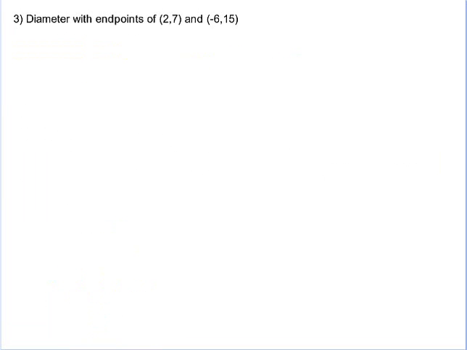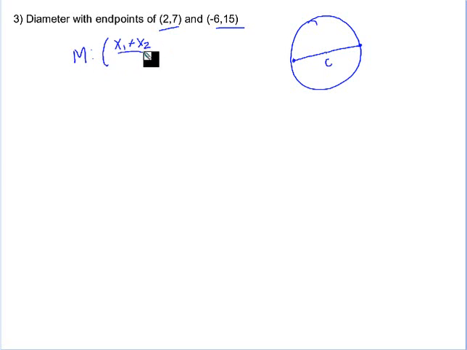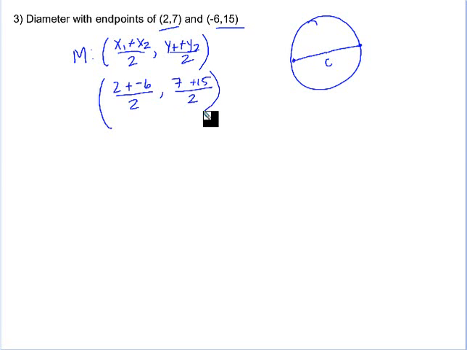Third example, we could have a diameter with endpoints of (2, 7) and (-6, 15). What we need to realize here is the center is the same exact thing as the midpoint of the diameter. So we're going to use our midpoint formula, which is (x1 plus x2) over 2, (y1 plus y2) over 2, and that will help us find the center. Here our x1 is 2 and our x2 is -6, so 2 plus -6 divided by 2. Our y1 is 7, our y2 is 15, so 7 plus 15 divided by 2.